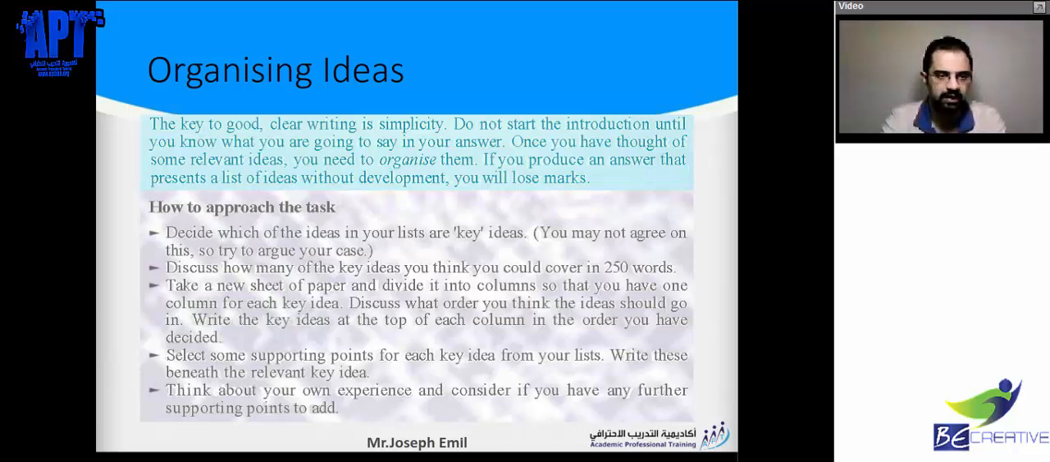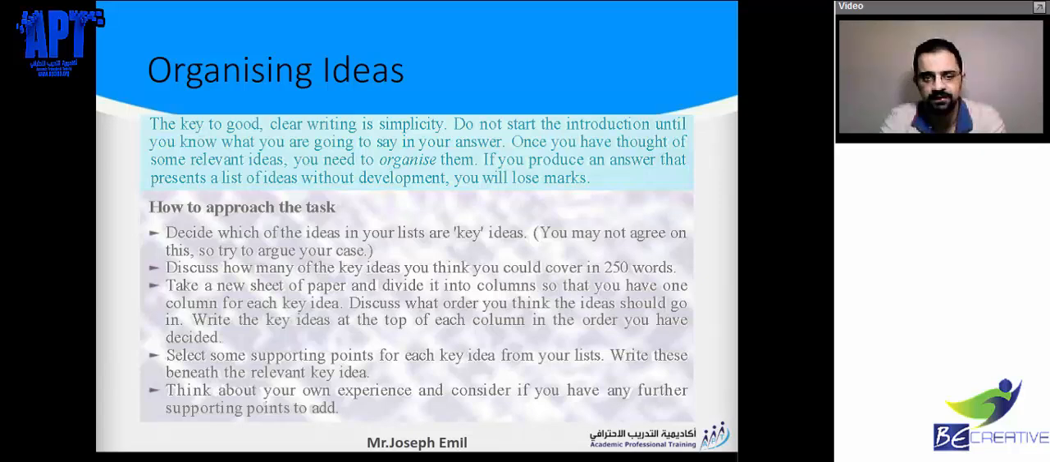Anyway, let's read. The key to good, clear writing, we have read this one before, but I'll read it again. The key to good, clear writing is simplicity. Do not start the introduction until you know what you're going to say in the answer. Once you have thought of some relevant ideas, you need to organize them, put them in order. If you produce an answer that presents a list of ideas without development, a logical sequence, you will lose marks.